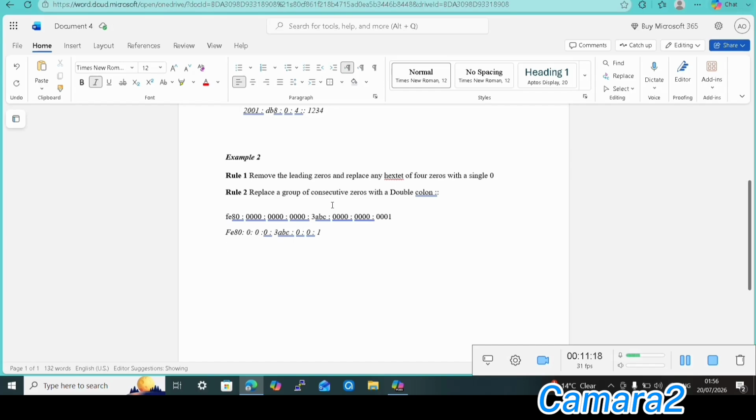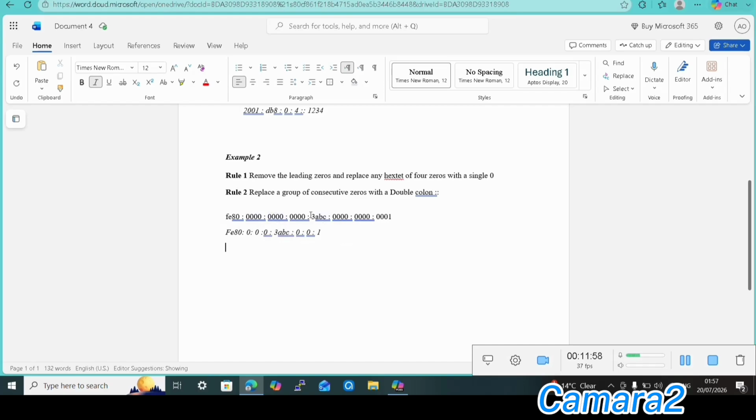In getting that done, the second rule said replace a group of consecutive zeros with a double colon. Now here is where many people get confused, because you can see we have two groups of zeros. We have 1, 2, 3 set. All these zeros are following each other. Again we have 1, 2, 3 set. All these zeros are following each other, followed by this number. But here also we have two sets of zeros following each other. But remember, it said replace a group.